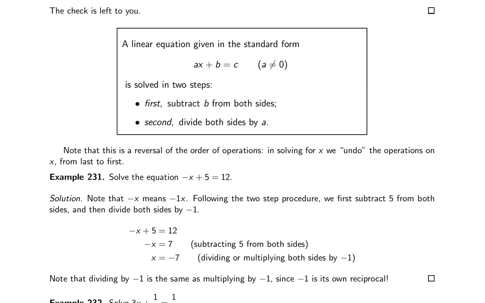Okay, how about in the book? The same steps here. This is our linear equation, and the first step again, subtract b from both sides. Once you've done that, then divide both sides by a.